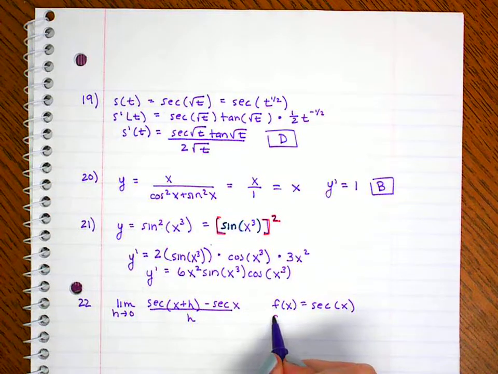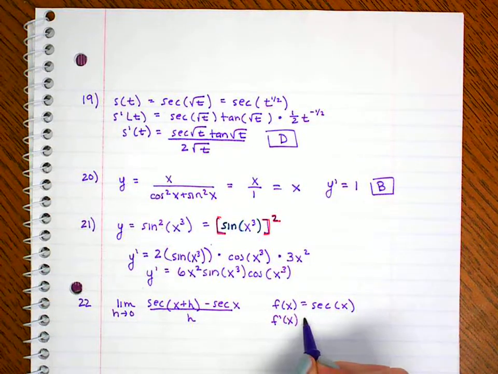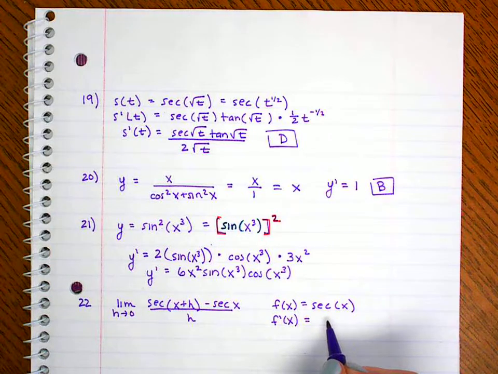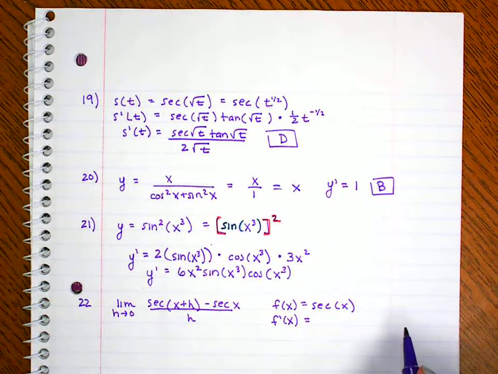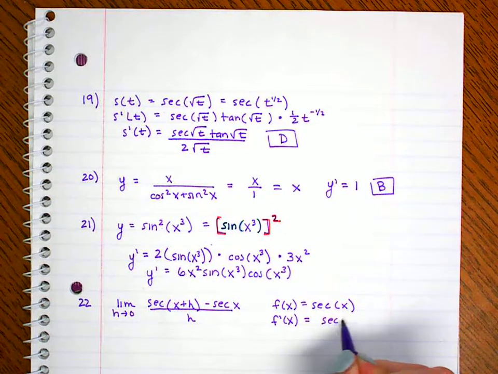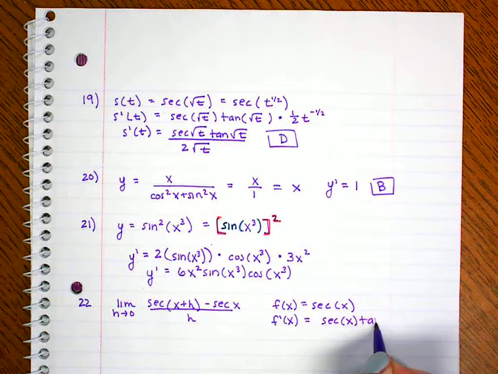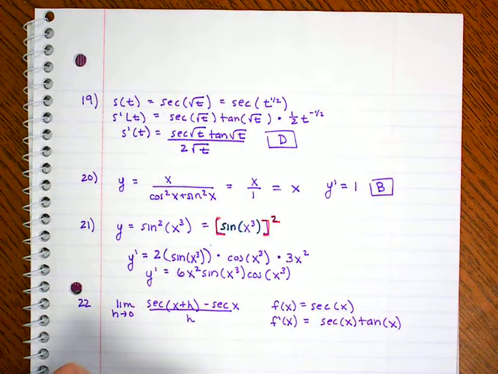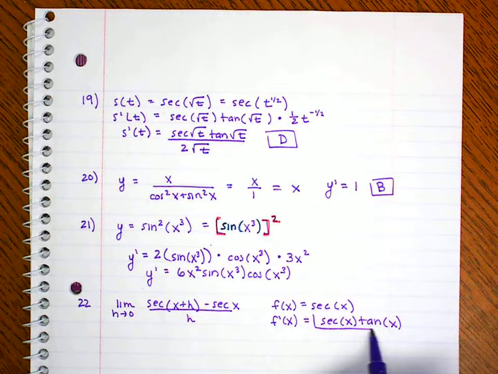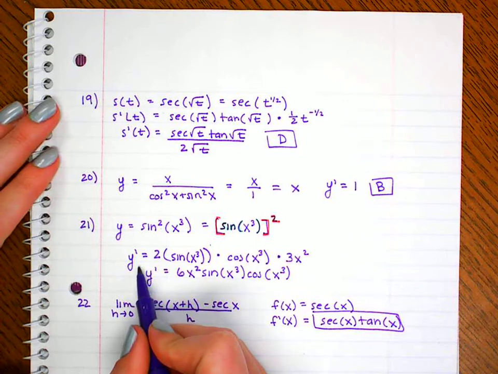So what's the derivative of the function? The derivative of secant is secant x tan x. And that's my answer. That's it, evaluated. Okay, let's move on. Let's finally box these before we go.